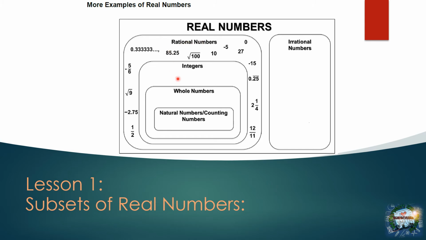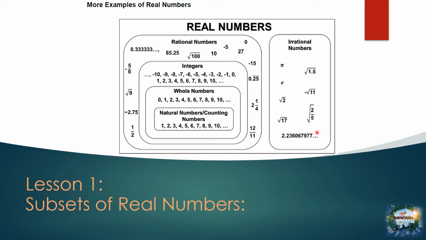Okay? So, integers. 0, negative 1, negative 2, negative 3, negative 5, negative 6 going to the left. Then, 0, 1, 2, 3, 4, 5, 6. So, those are negative integers. How about the whole numbers? Whole numbers: 0, 1, 2, 3, 4, and so on. Natural numbers naman, we start at 1, 2, 3, 4, 5, 6, 7, 8, 9, 10. So, another example of real numbers.